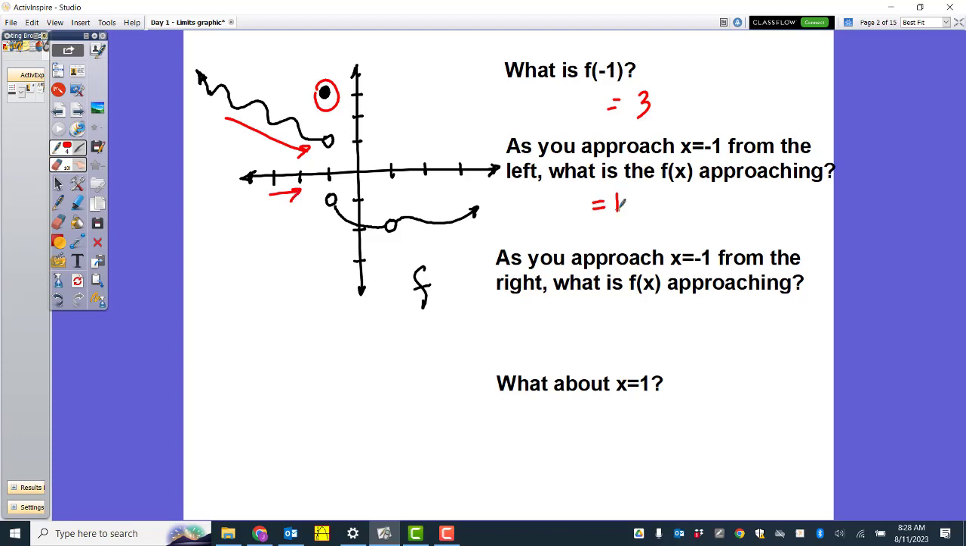Same thing from the right side. Follow it from the right side. It's approaching 1. What about x equals 1?